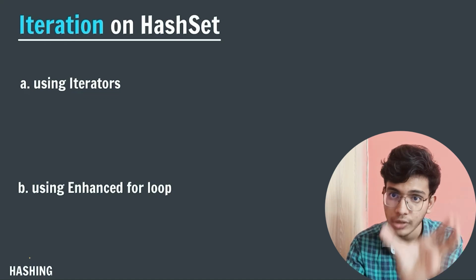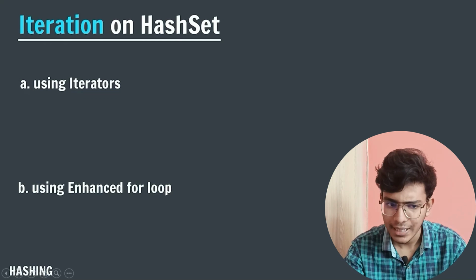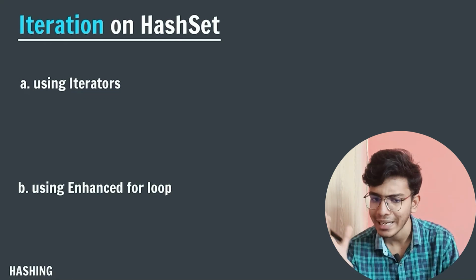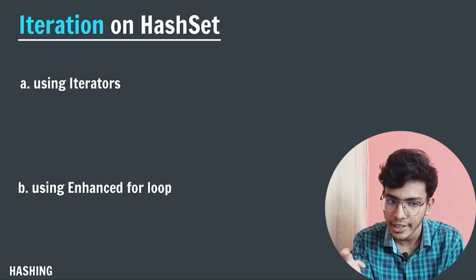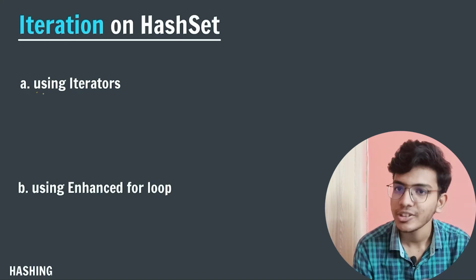In that I have used a for each loop. Now to iterate through a particular hash set, through each and every element in my hash set, I will use two methodologies. The first method is the general method, that is using an iterator.